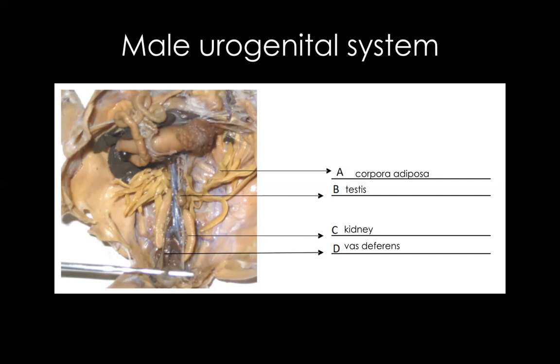Now, from the outer margins of the kidney, you can find the mesonephric duct. So this one here, which is also called the Wolffian duct. So this serves as a passageway for both urine and sperm eventually.